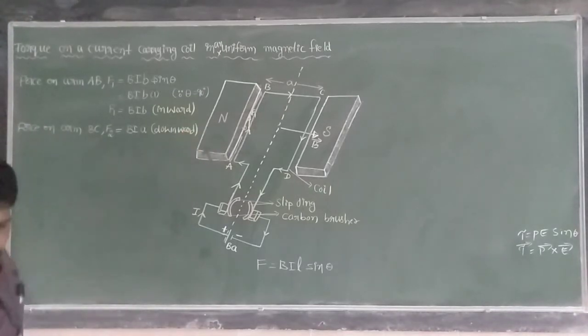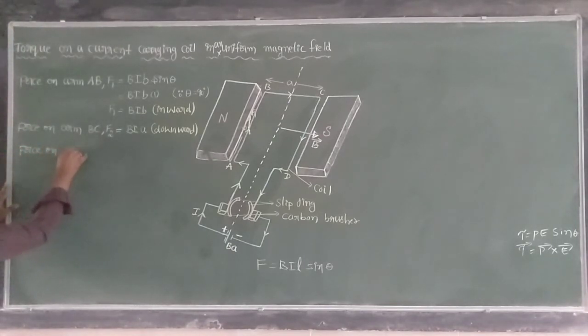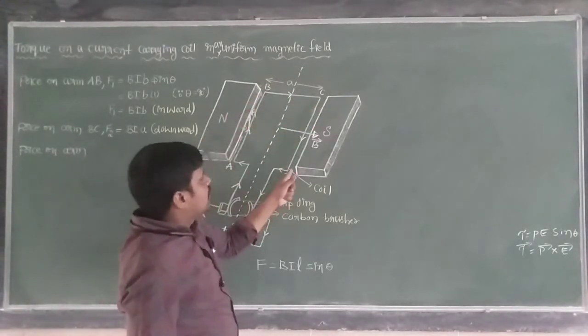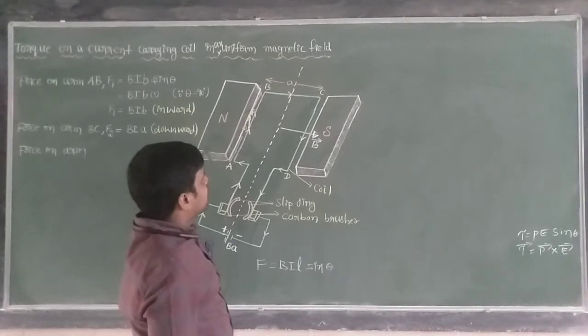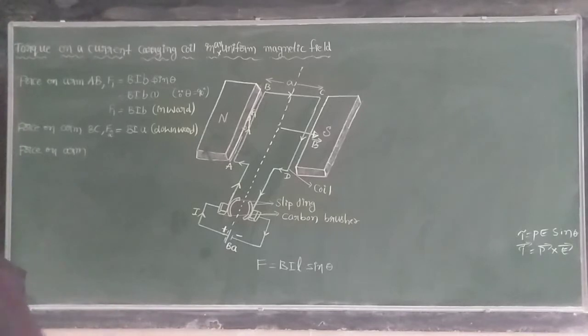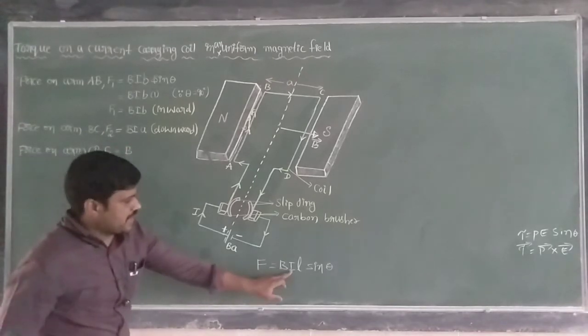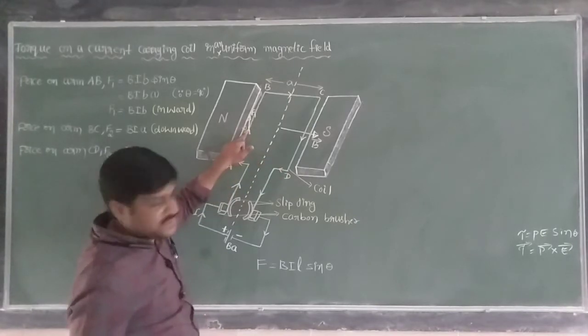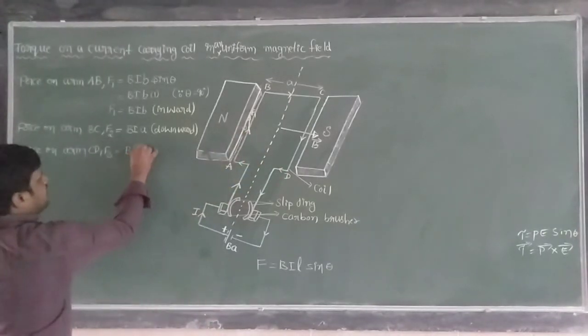Fine. Next, just see the force on another arm. The third arm is there. AB is over, BC is over. So CD. What is the force on CD? Force on CD, let me take it as F3. F3 is equal to BIL sin theta. What is the length of CD? The length of CD is equivalent to small b. So it is BIb.